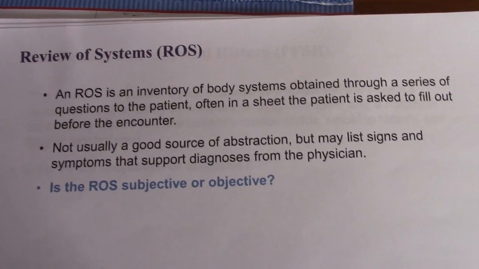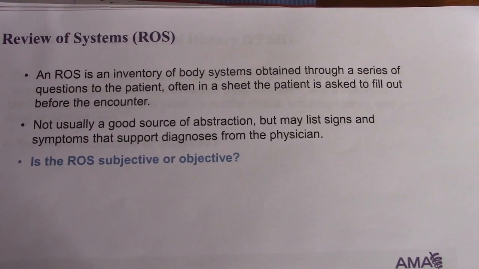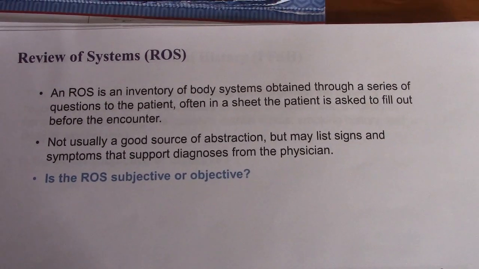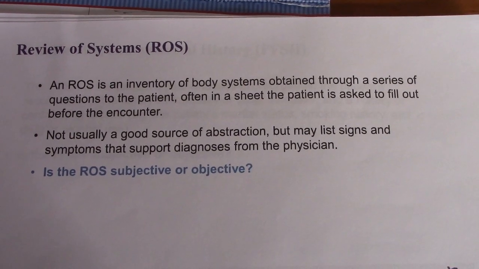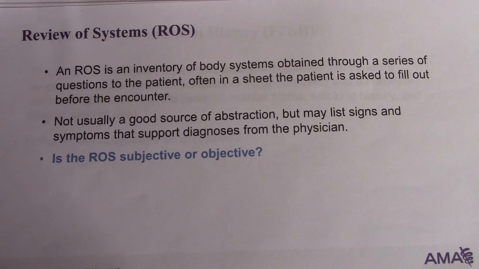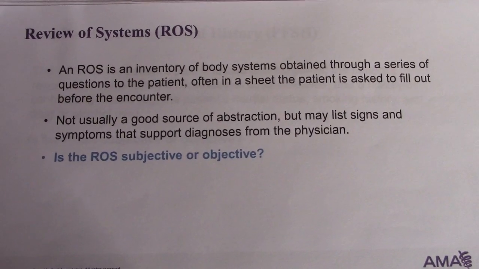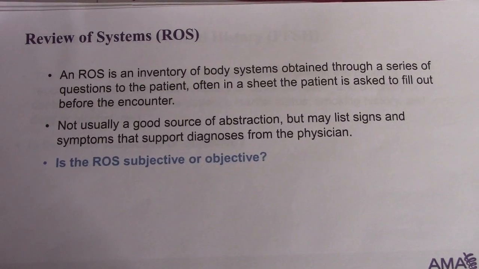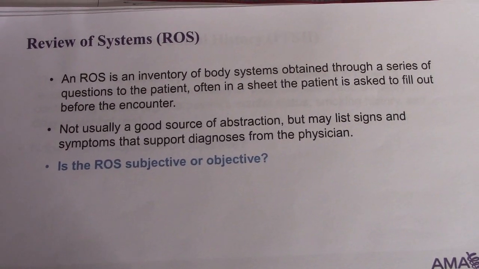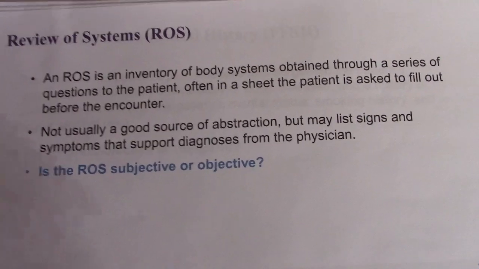Review of systems. A review of systems is an inventory of body systems obtained through a series of questions to the patient, often in a sheet that the patient is asked to fill out before the encounter. Not usually a good source of abstraction, but may list signs and symptoms that support diagnoses from the physician. So is the review of systems subjective or objective?